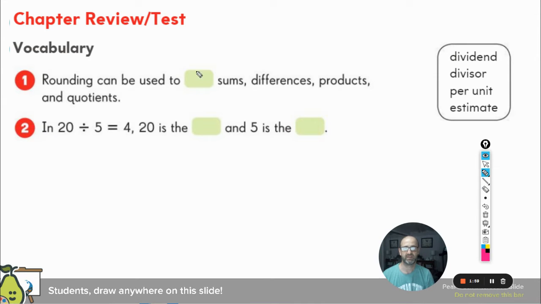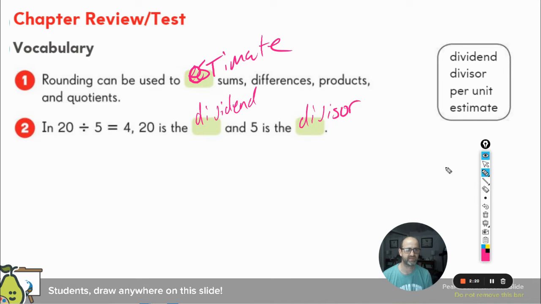All right, you ready? Hey now, come here, give me a pen that works. I was worried that wasn't going to work. All right. Rounding can be used to estimate sums, differences, products, and quotients. And 20 divided by 5 equals 4. 20 is the dividend, and 5 is the divisor. All right. Excellent. Let's carry on.